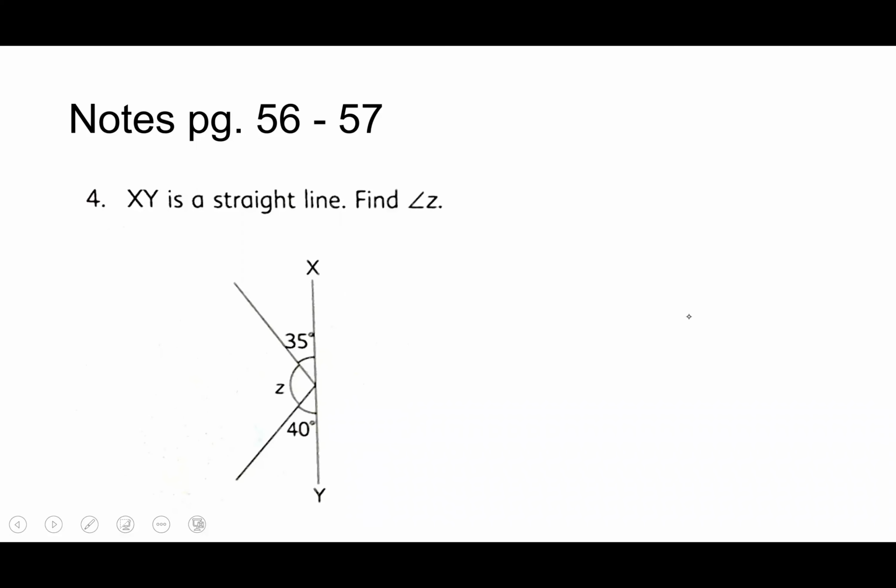All right, number 4, explain this and give us an answer. Angle C equals 180 minus 40 plus 85. Okay, great. And so that means that angle Z equals 180 minus 75, which is 105 degrees. Great job.